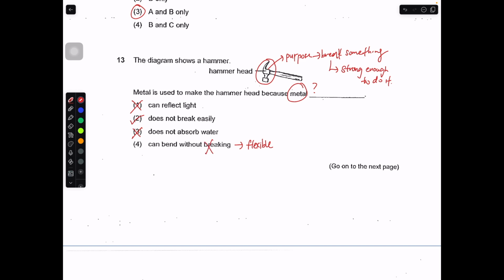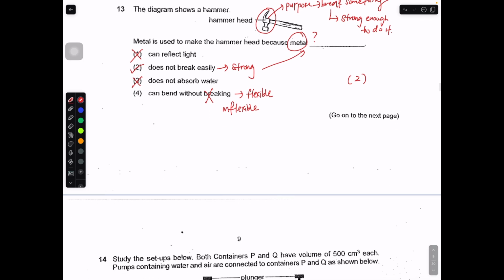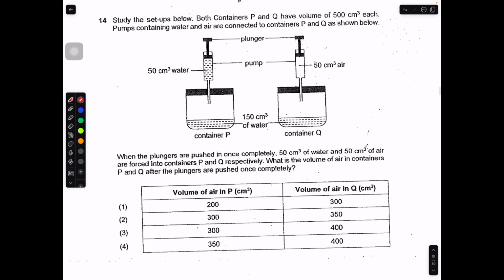It is metal itself. It is inflexible. Okay, so this one is trying to tell you that it does not break easily because it is strong, and this is the property that we want to use it as a hammer head, because we want it to be strong to be able to break something. Okay, so let's move on to this part.